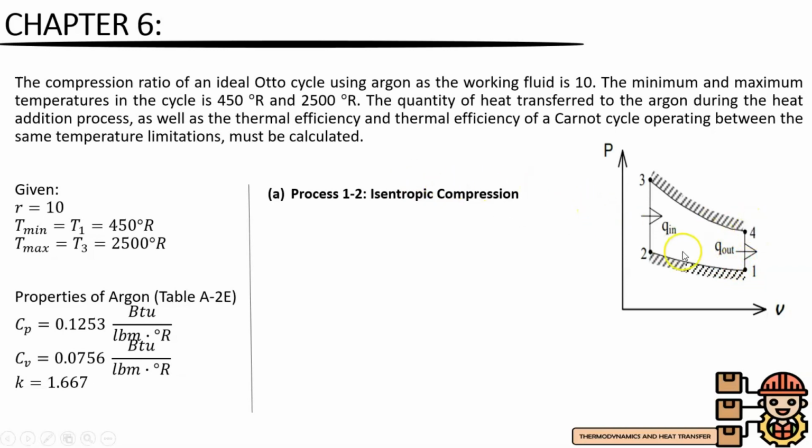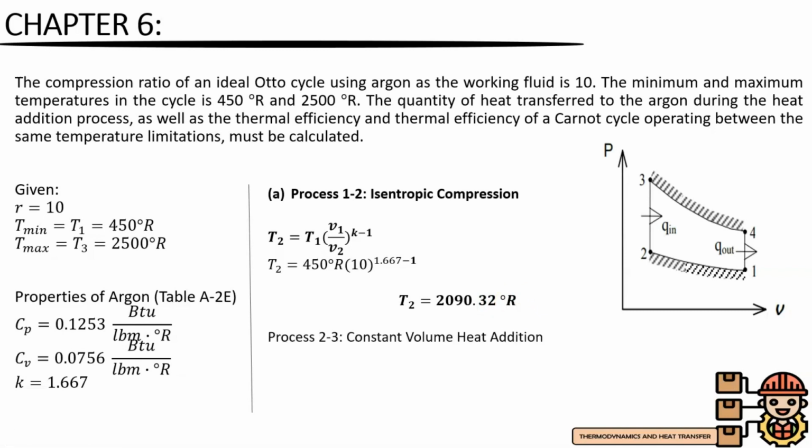At process 1 to 2, an isentropic compression, we need to identify first the temperature at state 2 because the temperature at state 1 is already given. So using this equation, we get 450 degrees Rankine as the value of our T sub 1, times 10, the value of our compression ratio. V sub 1 over V sub 2 is equal to the compression ratio, raised to the power of 1.667 minus 1, is equal to 2090.32 degrees Rankine.